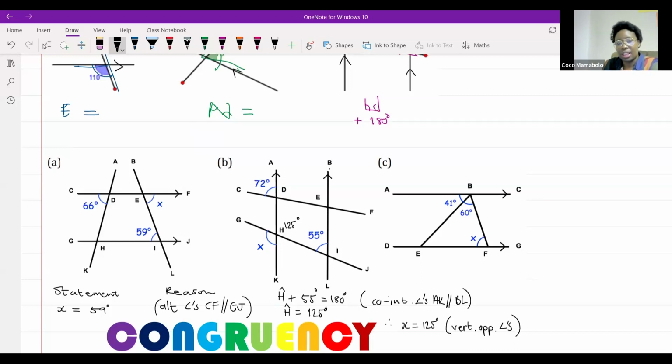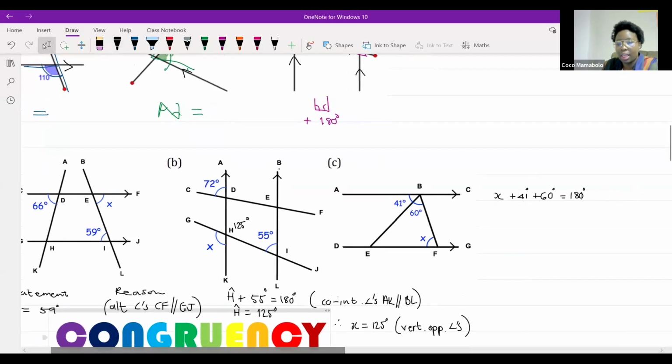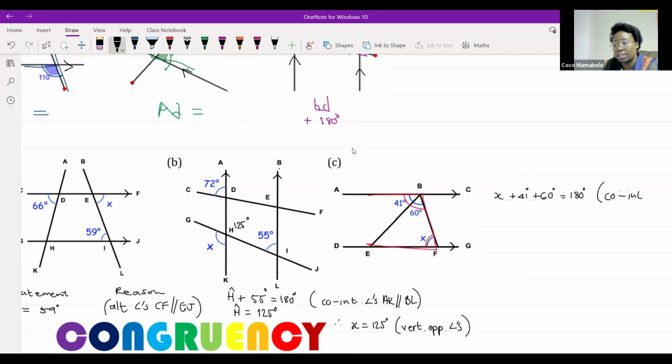Okay, if we go to this last one over here, I'm going to say angle X plus 41 degrees plus 60 degrees, all of that is equal to 180 degrees. And my reason there is co-interior angles. There I've got my U. So all three of those together will give me my co-interior angles, and my parallel lines are going to be AC is parallel to DG, right?